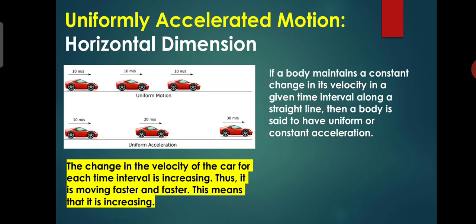If a body maintains a constant change in its velocity in a given time interval along a straight line, then the body is said to have uniform or constant acceleration. Let's take for example this car. It's in uniform motion if it moves 10 meters per second for the succeeding time. Now for uniform acceleration, it has 10 meters per second, 20 meters per second, and 30 meters per second in each time interval. So the change in the velocity of the car for each time interval is increasing, thus it is moving faster and faster. This means that it is accelerating.